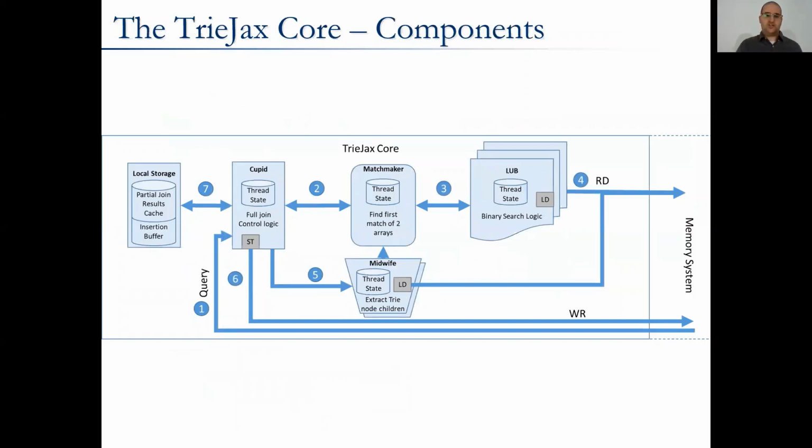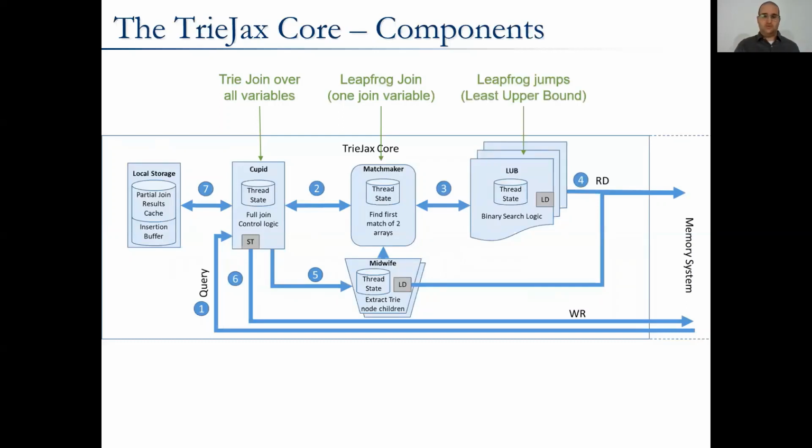If we focus on the TricJax core, we can see the components. First, we have Cupid, which is in charge of the try join over all join variables. It uses Matchmaker, which is in charge of the joins on one join variable. And it uses a component called list upper bound, which implements parallel binary searches. And finally, we have the midwife, which is in charge of extracting children of a node in the try.